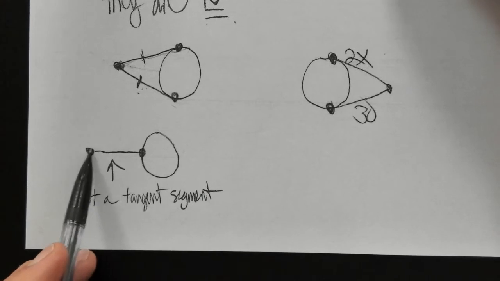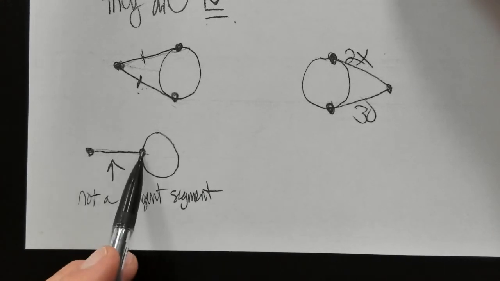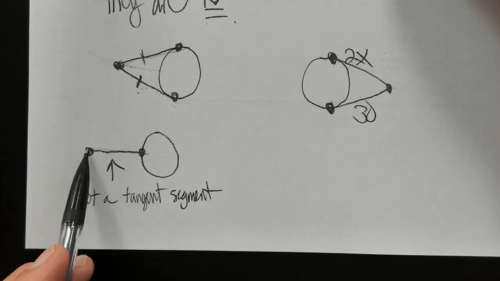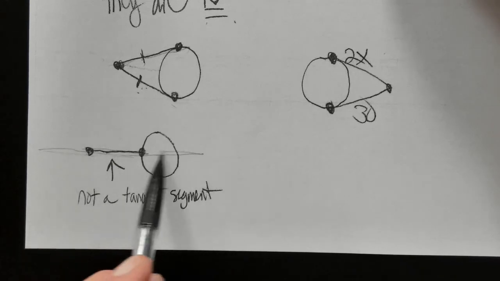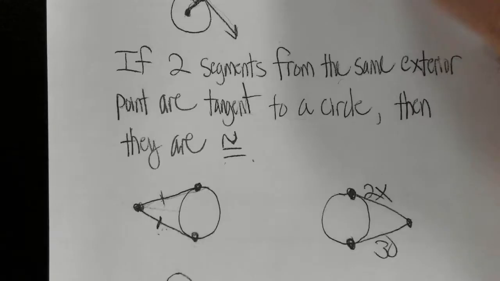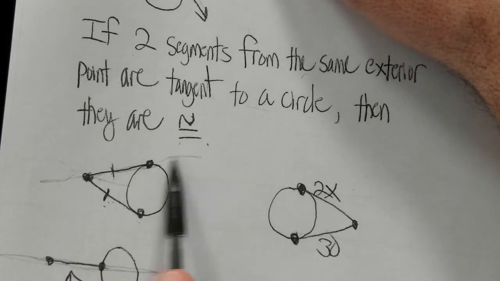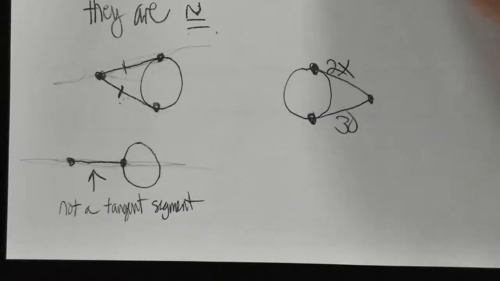All right, here's another thing to consider. If it's drawn like this, this is not a tangent segment. A tangent segment has to be a part of a tangent line, and this line would not be a tangent line because it hits the circle in two places. A tangent segment has to be a part of a tangent line. Okay, so keep that in mind.